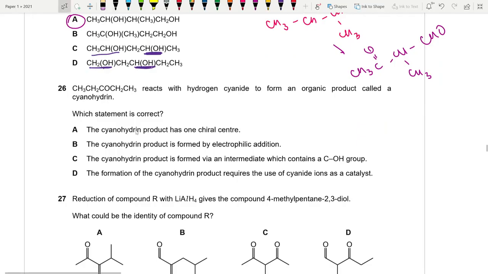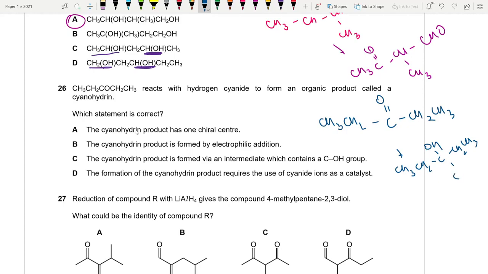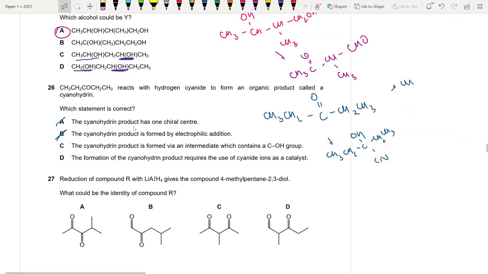26. Pentan-3-one reacts with hydrogen cyanide to form an organic product called a cyanohydrin. Which statement is correct? The cyanohydrin, right? After reaction, it forms this compound. This is the compound initially. It forms CH3, CH2, COH, CH2, CH3, CN. This is the compound. It does not have a chiral center actually because it has same groups on both sides. It is formed by nucleophilic addition, not electrophilic addition. The cyanohydrin is formed via an intermediate which contains a COH group. No, the intermediate actually contains this group.